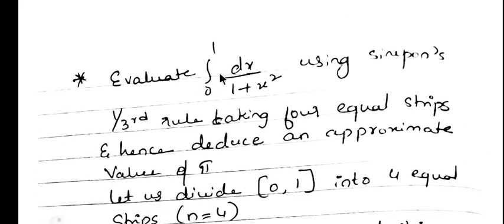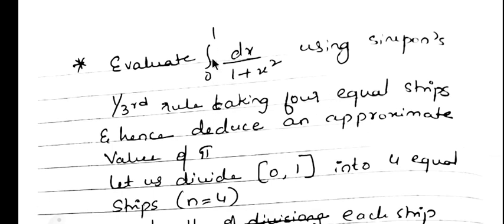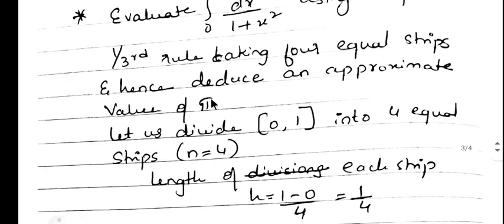Evaluate integration from 0 to 1 dx divided by 1 plus x square using Simpson's 1/3 rule, taking 4 equal strips. Here n is equal to 4, please remember, and a is equal to 0, b is equal to 1, and this is your y. And they told you to deduce an appropriate value of pi. In general, the value of pi is 3.2. We have to deduce that value, that is the value of pi.